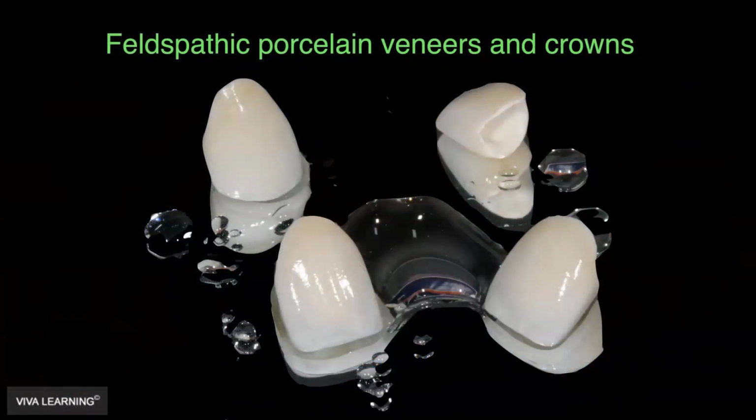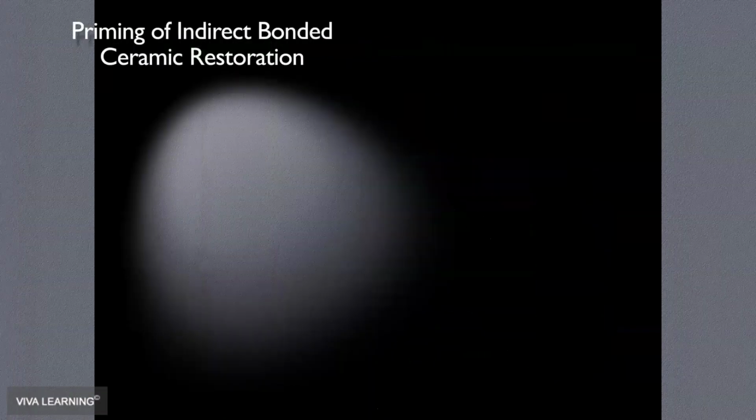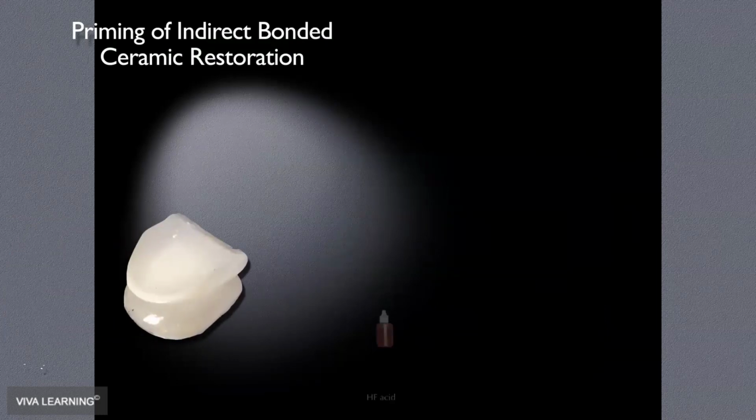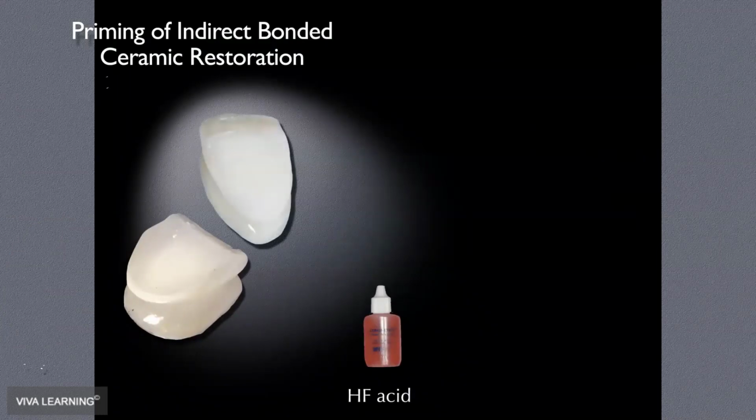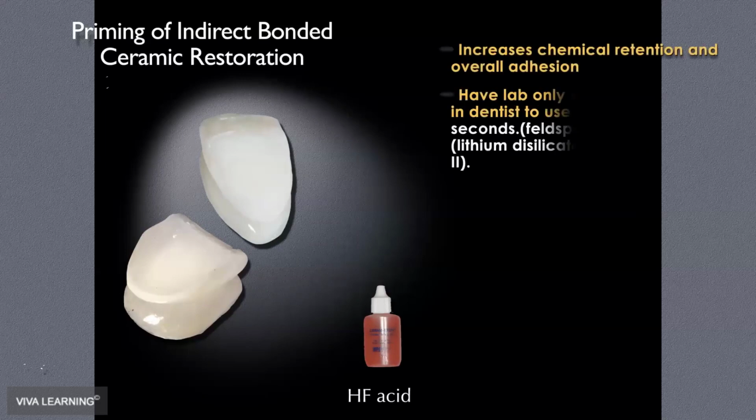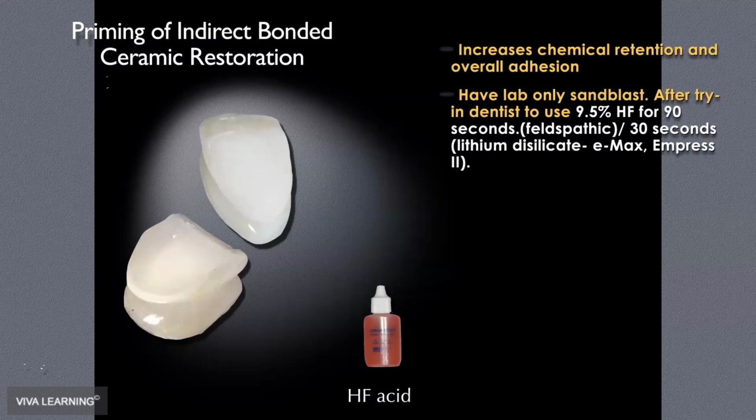And now this is with feldspathic porcelain. We're going to go ahead and treat this. I use phosphoric acid for ceramic now. Remember, we talked about zirconia earlier. Now with ceramic, you can see how the etching pattern develops here. And so when you're looking at the acid, 9.5%, I'm sorry, hydrofluoric acid, not phosphoric. So it's hydrofluoric acid. For feldspathic, it's 90 seconds, 30 seconds on lithium disilicate like E.max, okay?